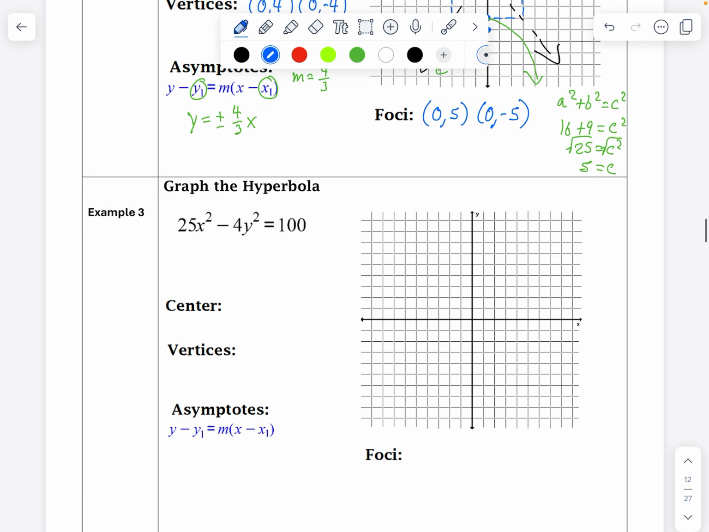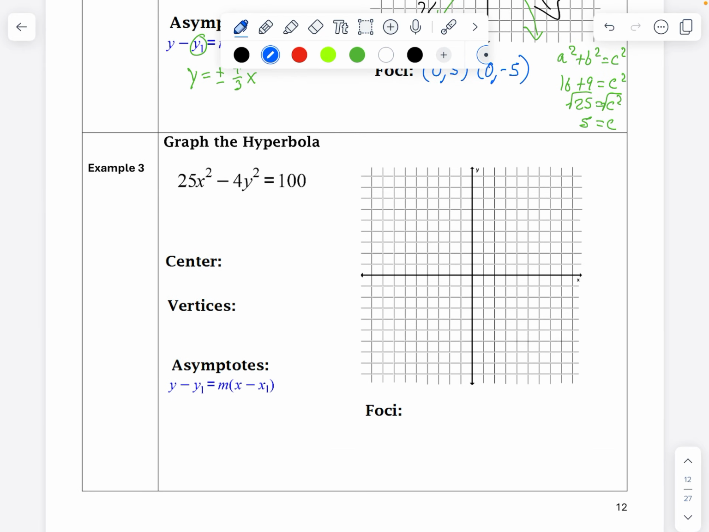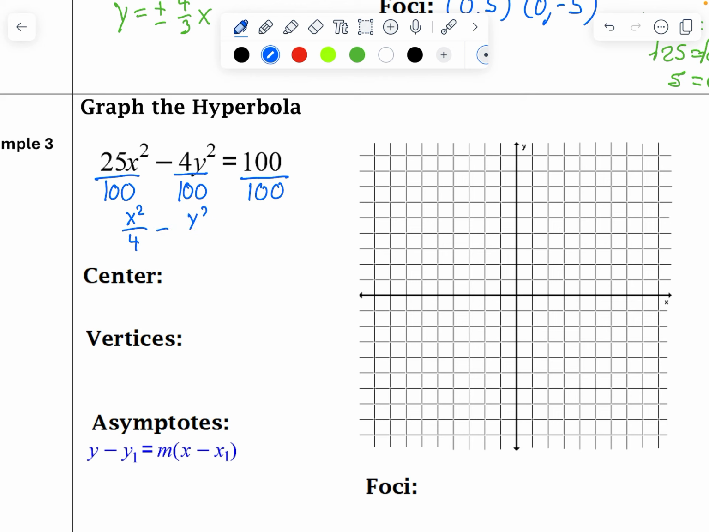Okay, now we're going to go down here. For the sake of length on this video, I might not do the entirety of this problem. I might just look at a few things, but remember, whenever you end up in a situation where it's not equal to 1, you just want to divide by whatever your number is. So in this case, I want to transform that 100 into a 1, so I'm going to divide all of these by 100. I would get x squared over 4, because there are 4 groups of 25 in 100, and then I would get y squared over 25 equal to 1. And now I have it set up appropriately.